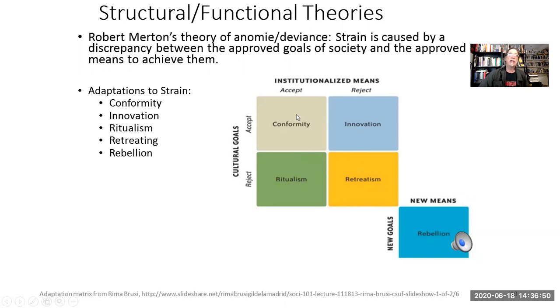Innovation, you're accepting a goal that you need some sort of advanced education, but you reject the means. Perhaps you get into some other sort of training program, or you just take a long break from college and learn on your own for a while. And if you reject both, you don't go to college and you don't study. Rebellion kind of is off to the edge. You can create new goals and new means.